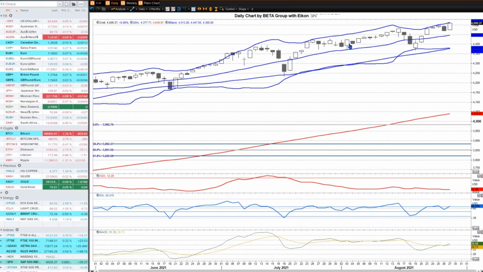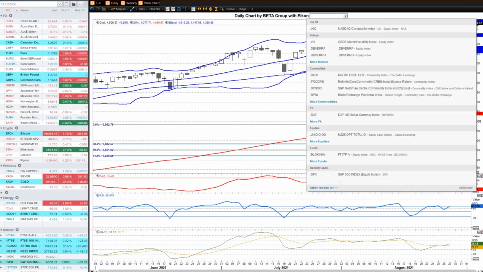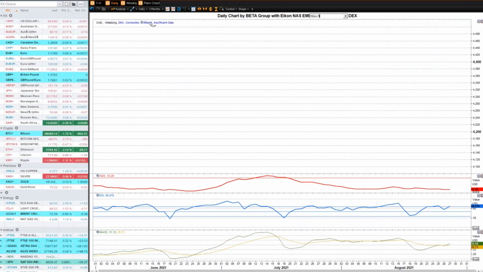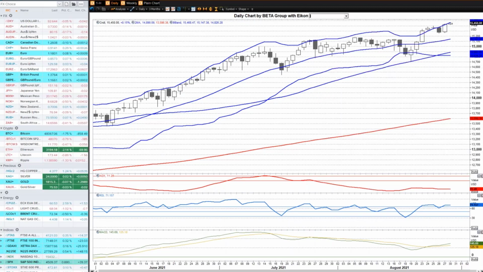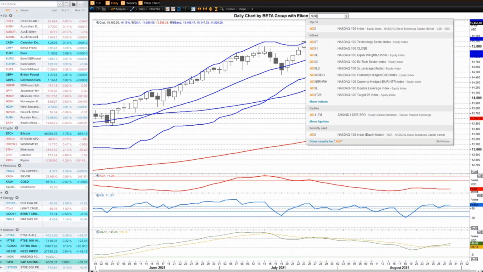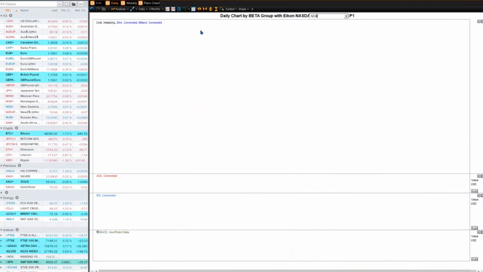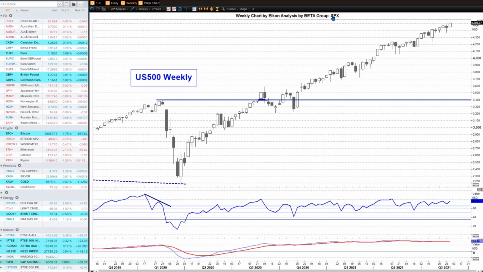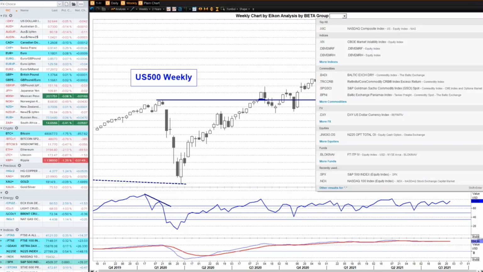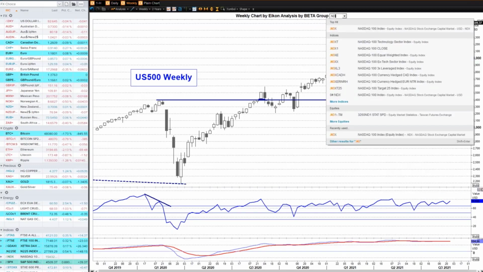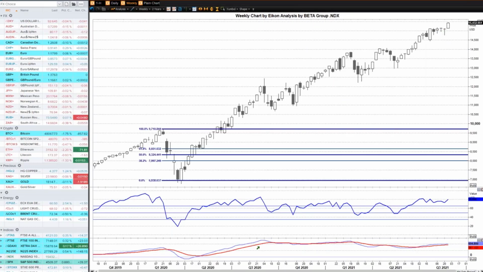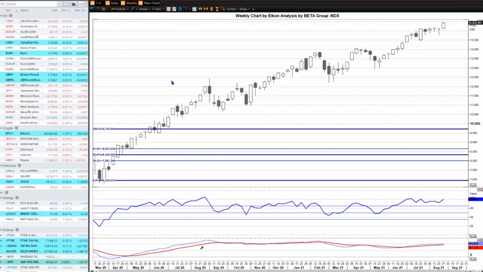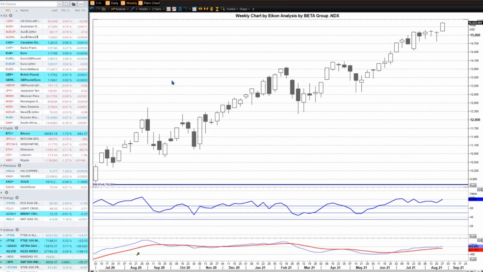Let's look at the Tech 100. And we must just have the joy of the weekly. Okay, look at that. It sort of looked as though it was slowing up a little bit there, and then burst higher. It just burst higher.